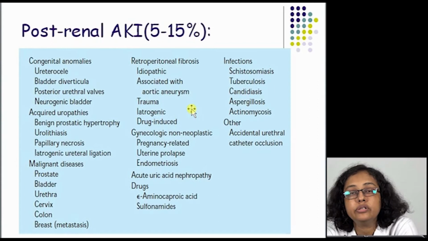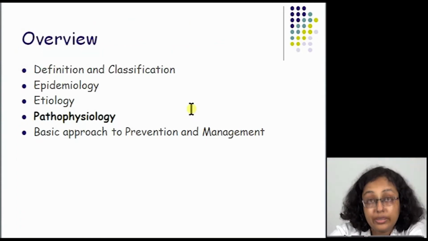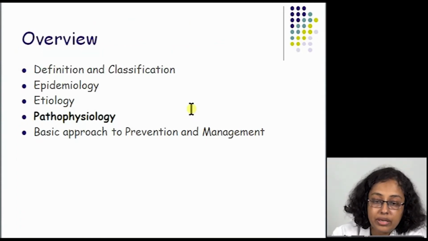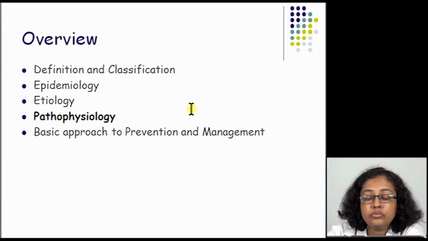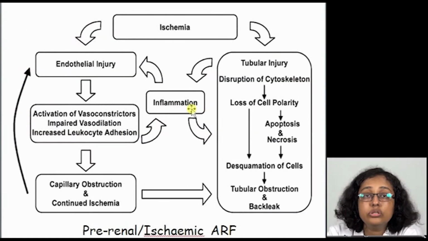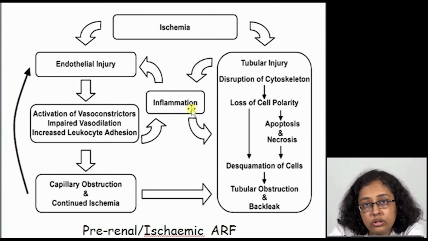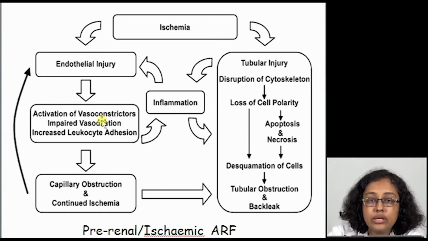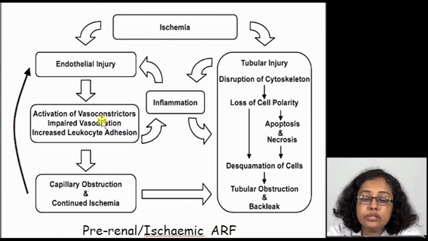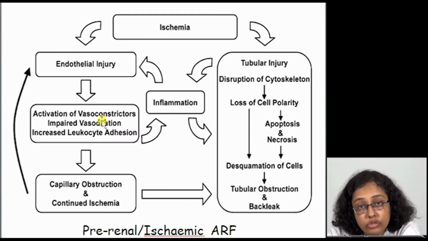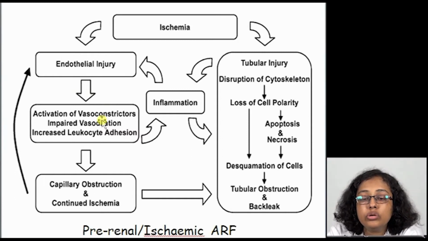Having looked at the various causes, depending upon the level of involvement, let's look at the pathophysiology. So, as we saw earlier, ischemia due to decreased renal perfusion is the most common cause of acute renal failure. What ischemia does is it leads to endothelial injury, which causes activation of vasoconstrictors, impaired vasodilatation, and increased leukocyte adhesion. This leads to capillary obstruction, which leads to accentuation and perpetuation of the ischemia, which further leads to further endothelial injury. So, it's like a vicious cycle.